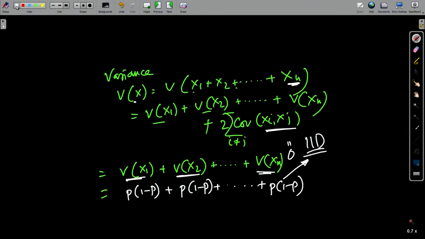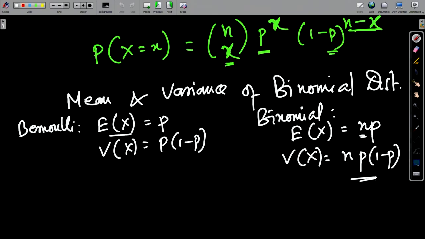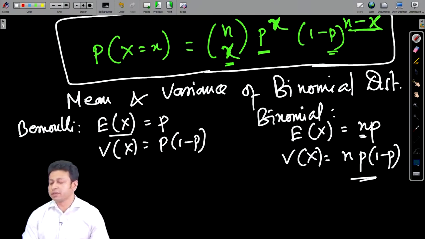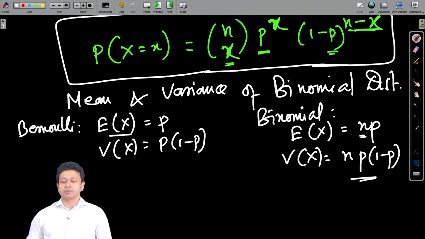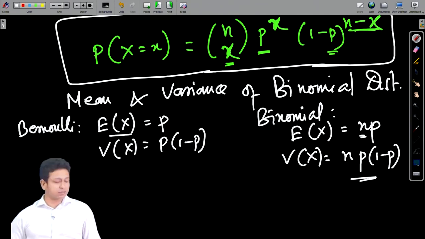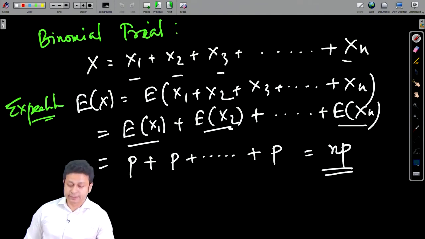So, if I add this up, what I am going to get is n p into 1 minus p. That is basically the variance of the binomial distribution. You can also try to expand the probability mass function for the binomial distribution, and you can actually prove it another way, but I am not getting into that, but you can do that.